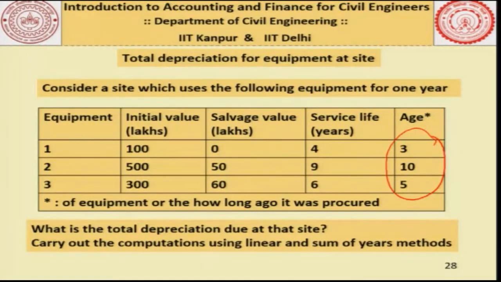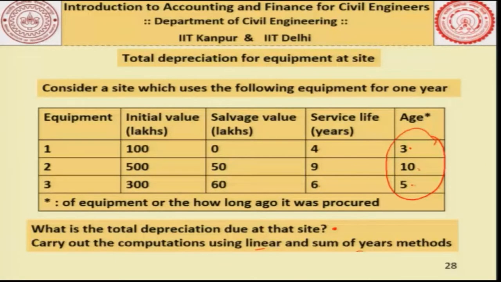Carry out the computations using the linear and sum of years method. The sum of years method or the linear method is a matter of detail. What we have to really see is how much is the depreciation to be charged at this site. Now, what we notice is that this equipment and this equipment are in the last year of their useful service life. The useful service life is 4 and 6 here, and they are already 3 years and 5 years old when they are brought to this site.